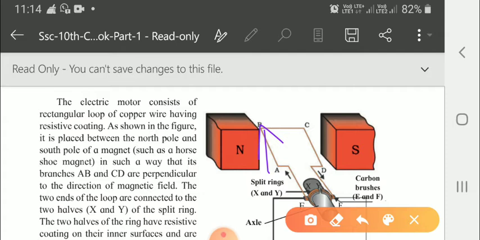So when AB is going in the downward direction, then CD is being pushed in the upward direction. The loop and the axle start rotating this way due to this force, AB with the downward force and CD with the upward force.